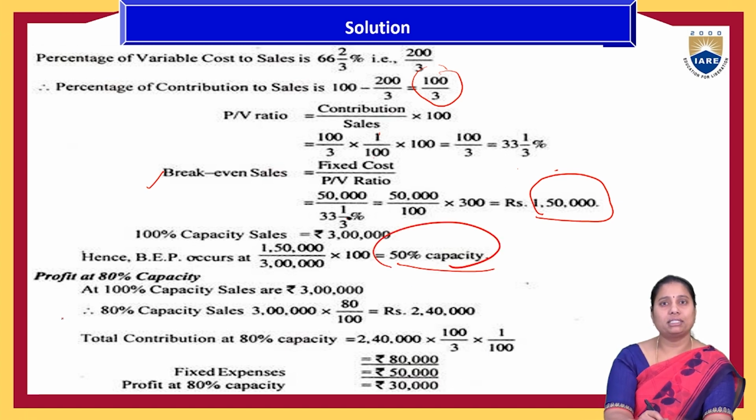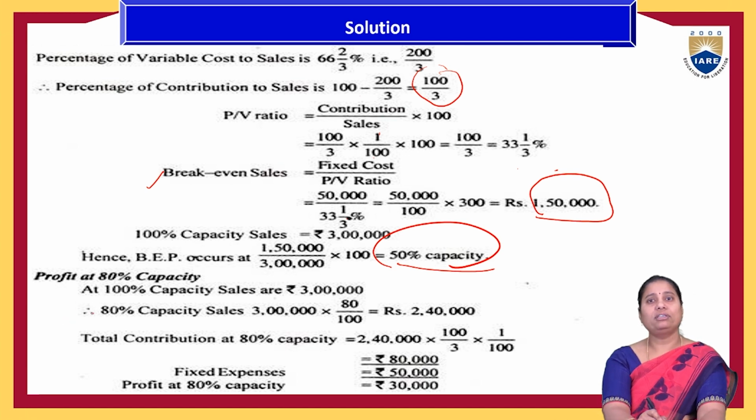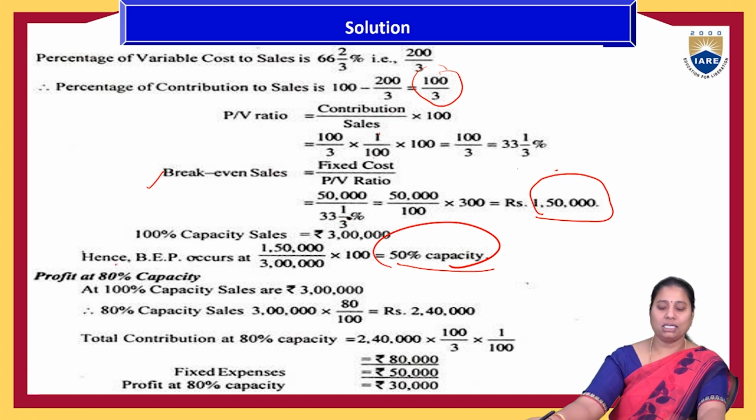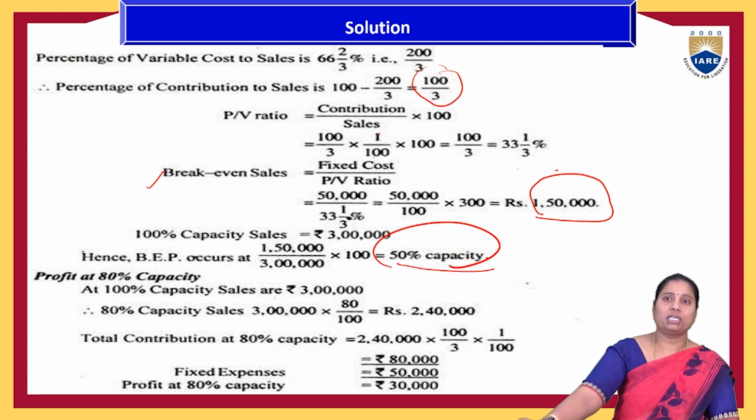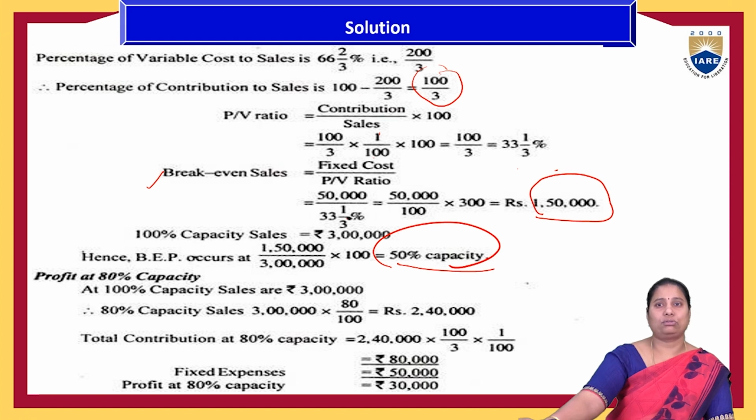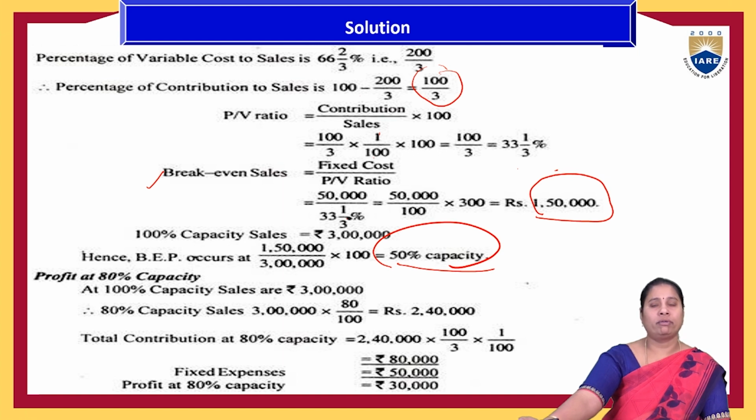And they have given another piece of information: profit at 80% capacity. At 100% capacity, sales are 3 lakhs; reduced to 80% capacity, it is only 2,40,000. The total contribution at 80% capacity will be 2,40,000 into 100 divided by 3 into 1/100, that is 1/3 of 2,40,000, which is 80,000. Less the fixed expenses of 50,000, profit at 80% capacity is 30,000.